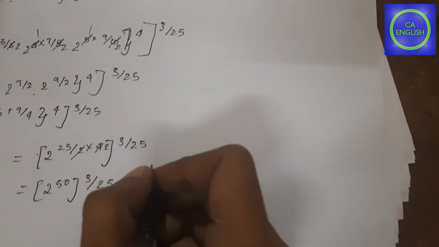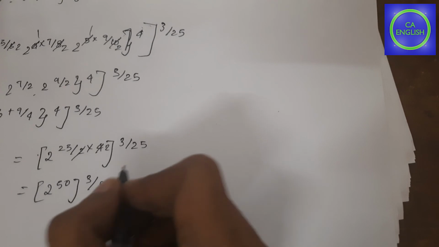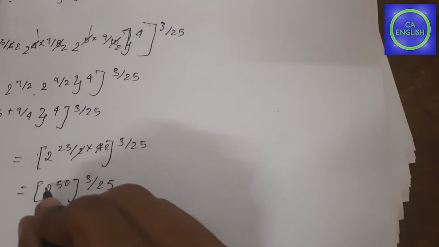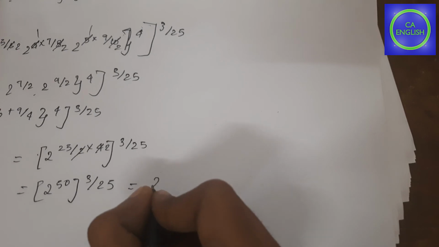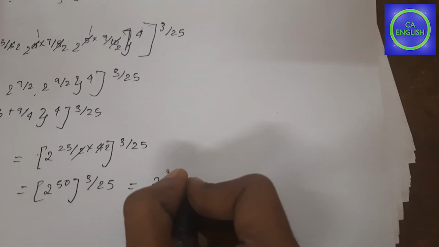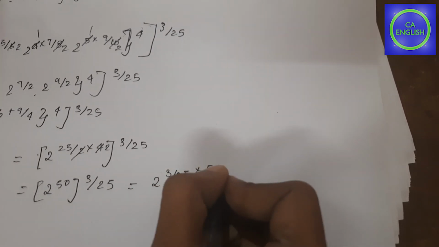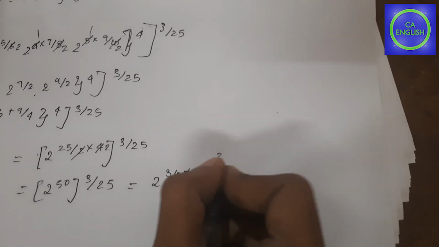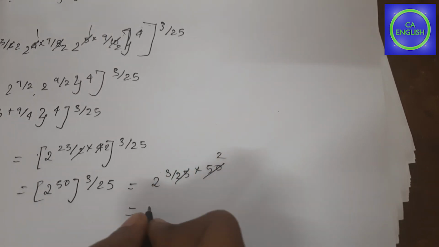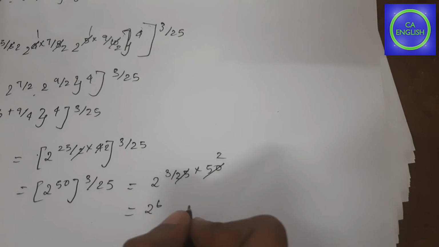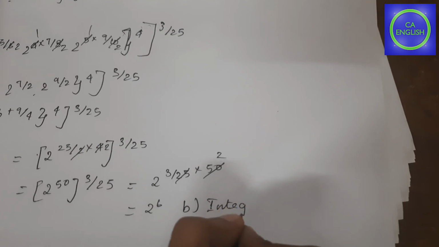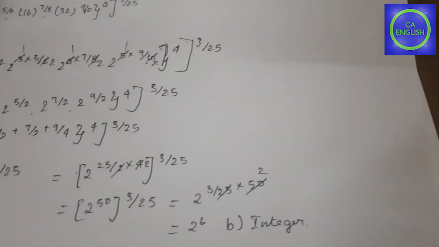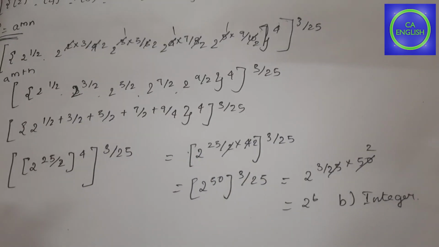And the next step we are going to use the same law again and bring it inside. 2 power 3 by 25 into 50. Okay, here 25 into 2 cancels, therefore 3 into 2 is equal to 6. 2 power 6. 2 power 6 is an integer. Option B, it is an integer. That's it, and the sum is over.